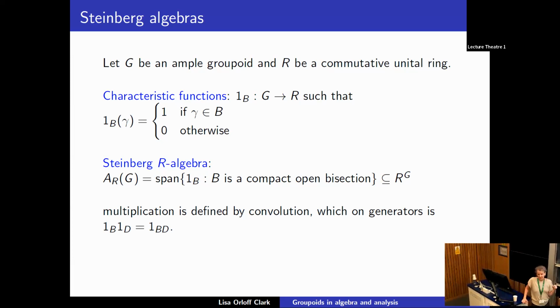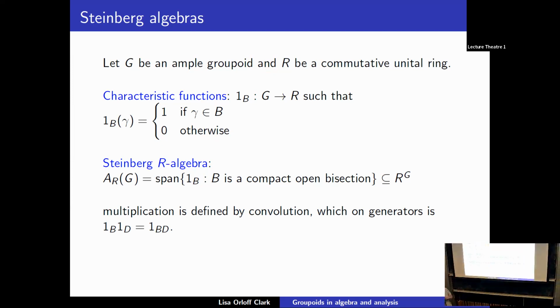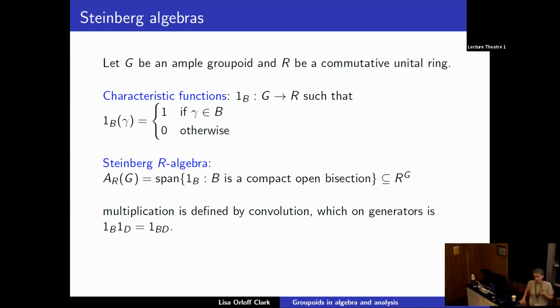So it's built from characteristic functions. The characteristic function notation I'm going to use is just this 1 sub B notation. So I'm going to think of that as a function from G to R that takes the value 1 if your gamma is in B and 0 otherwise. We might ask, how would you do that if you weren't unital? See if you can think of a way, but I think you could.